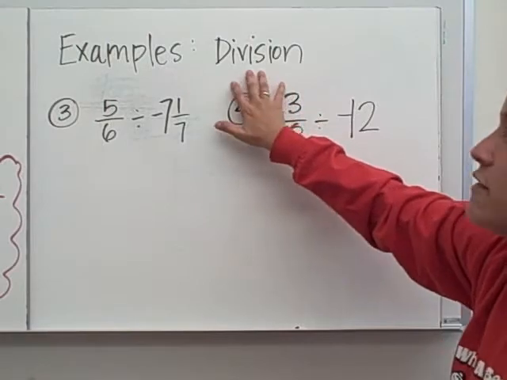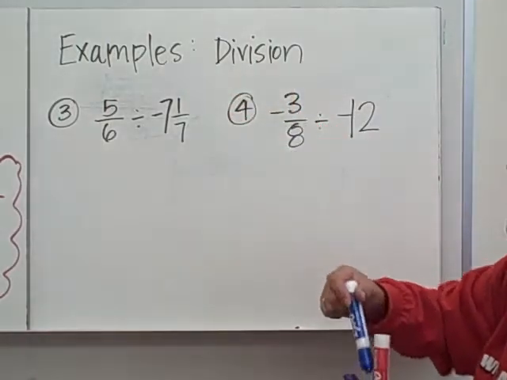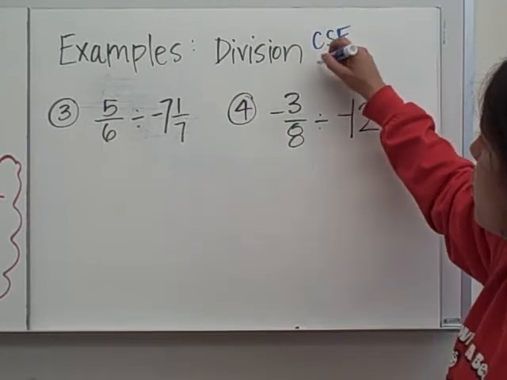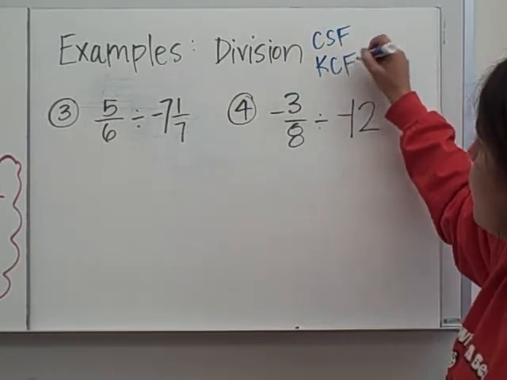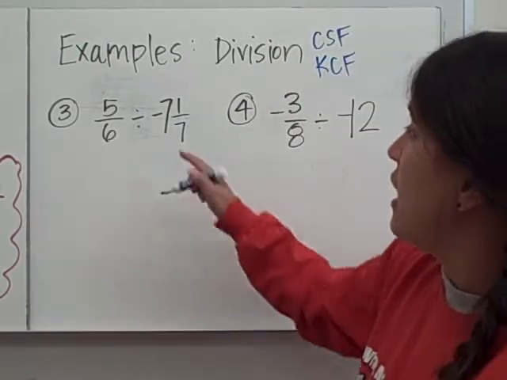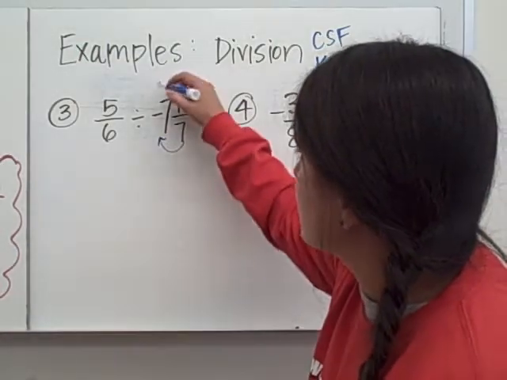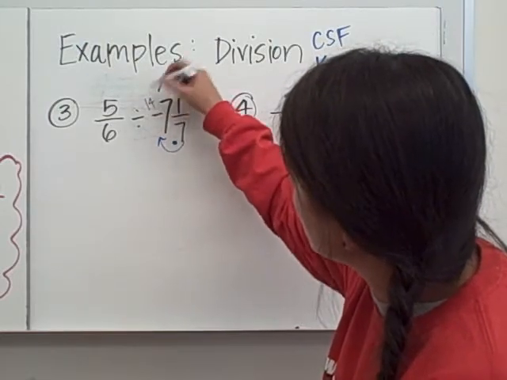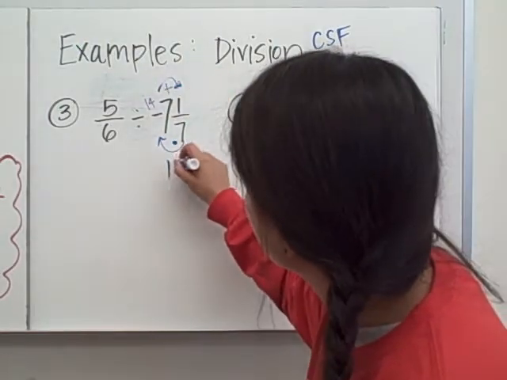Here are two division problems. So you have to remember with division, we have to copy, switch, flip, or keep, change, flip. Either one. We have to change this mixed number to improper. So 7 times 2 is 14, plus 1 is 15.